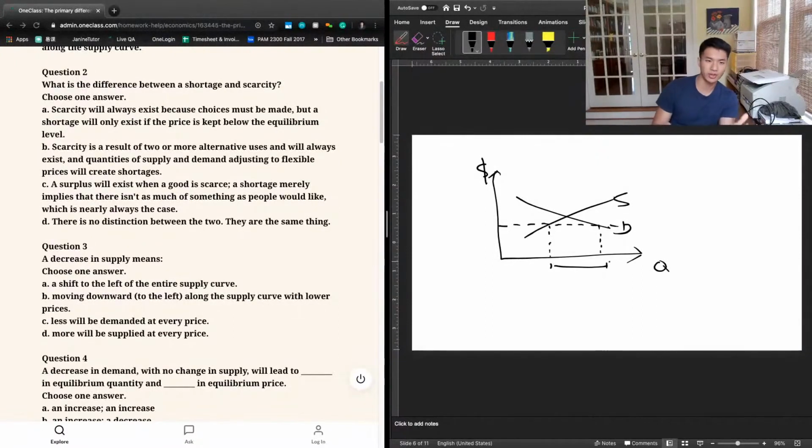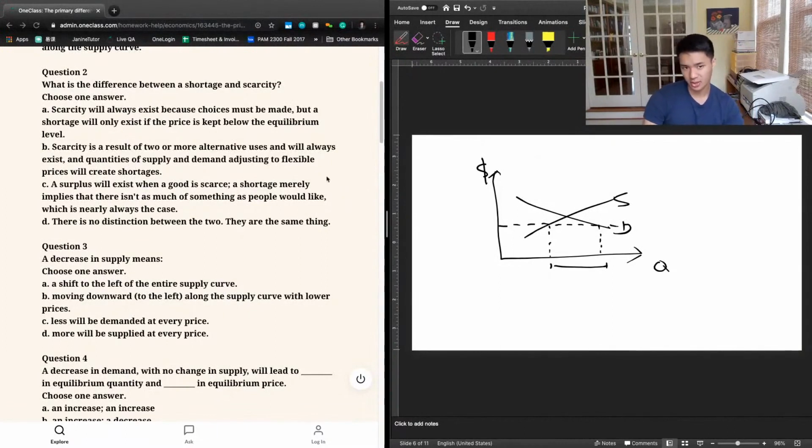And so we're looking for the difference between those two. And so it looks like, let's go down the line. A, scarcity will always exist because choices must be made, but a shortage will only exist if the price is kept below equilibrium level. That looks really good right now. So let's take a look at the other answer choices to make sure. B, scarcity is a result of 2 or more alternative uses and will always exist.